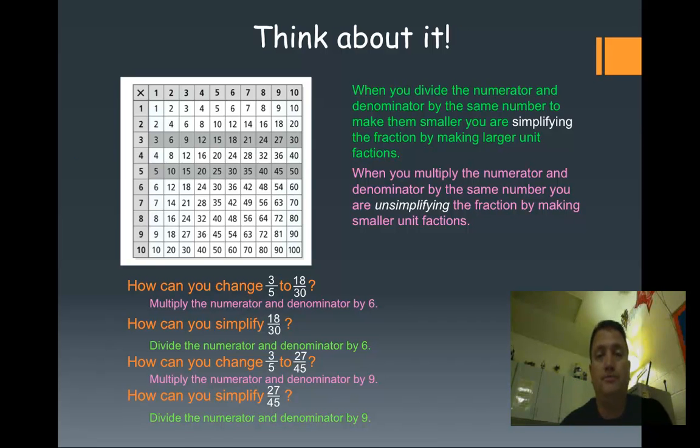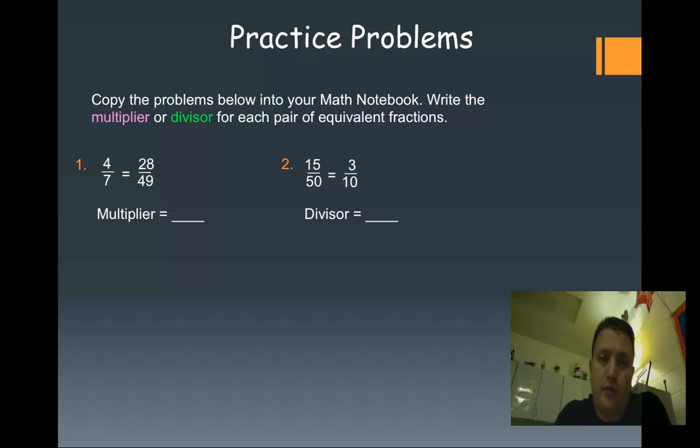All right, so here are your practice problems. Here are the directions for you. Copy the problems below into your math notebook. Write the multiplier or divisor for each pair of equivalent fractions. So in problem number 1, it says 4/7 equals 28/49. What's the multiplier that we use to do that? Problem number 2, 15/50 equals 3/10. What's the divisor that we use to make that happen?